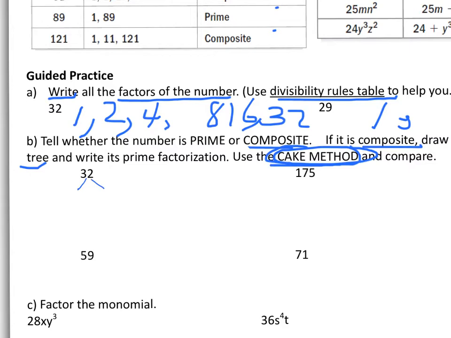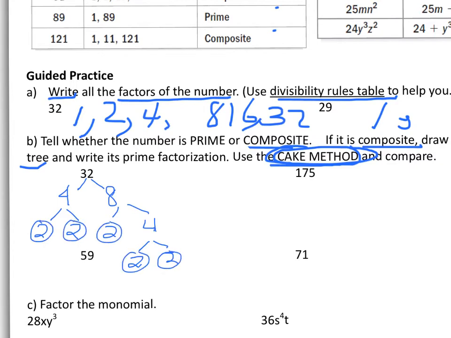We can pick any two factors that equal 32. 4 and 8, and then let's move down the tree. 2 and 2, 2 and 4, and 4 is not a prime number yet, so we've got to keep going until you end with prime numbers. And then you would write the prime factorization like this: 2 to the fifth power, and that's your answer.